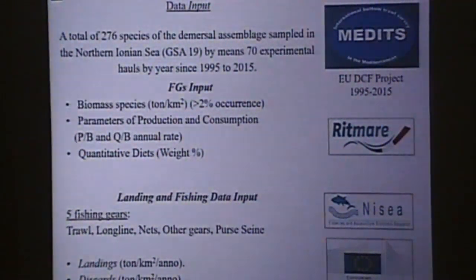We investigate a total of around 300 species of the demersal assemblage, which are sampled in the Northern Ionian, which is the geographical sub-area 19 according to GFCM FAO, by means of around 70 experimental hauls per year from 1995 until 2015. We collect information about life history traits, species biomass, parameters of production and consumption, quantitative diets in terms of percentage of weight, and also information about landing and fishing data.